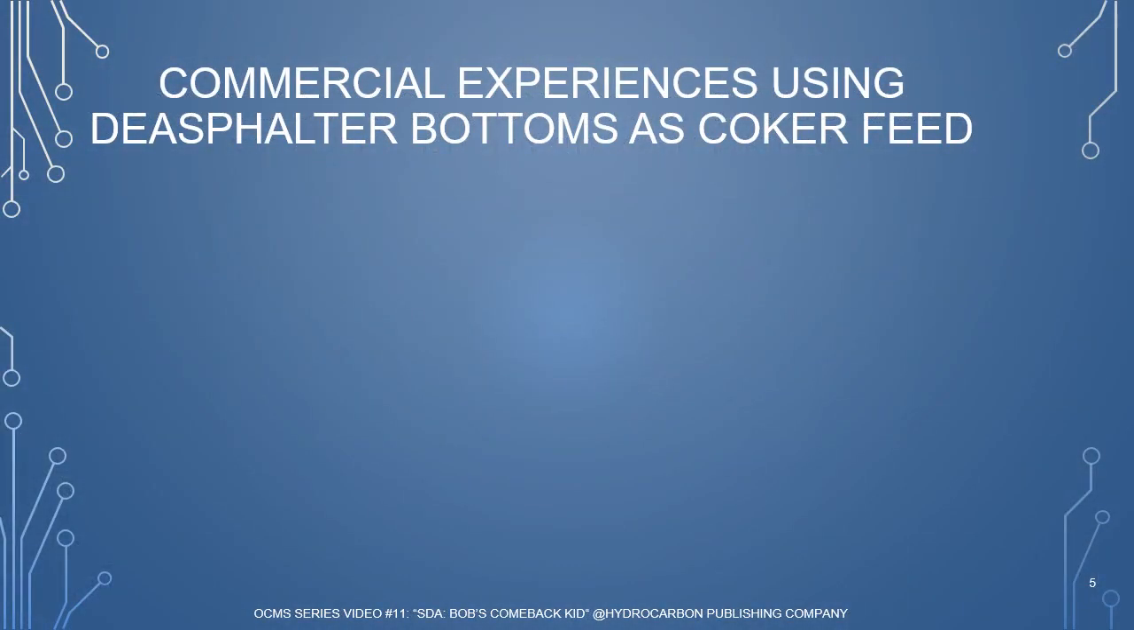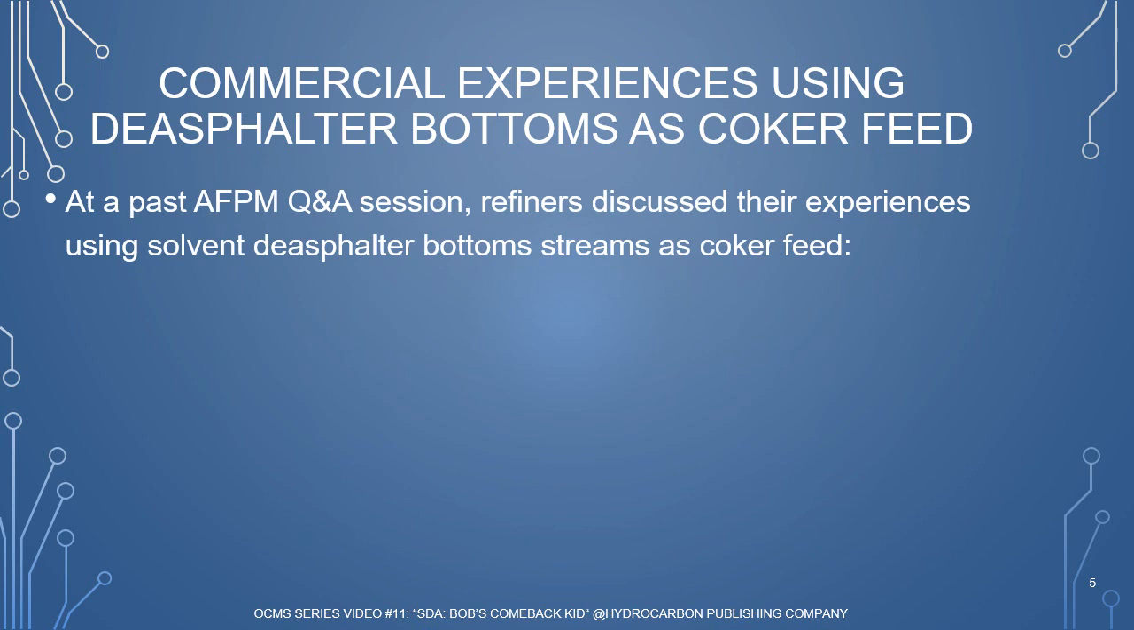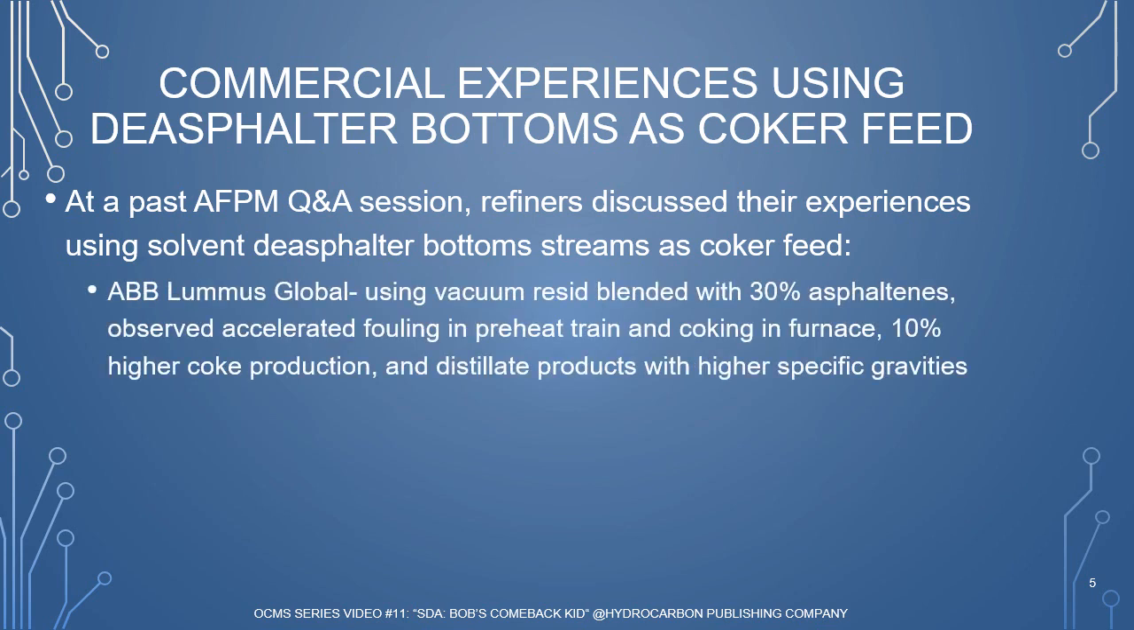At a past American Fuel and Petrochemical Manufacturers Q&A session, refiners discussed their experiences using solvent deasphalter bottom streams as coker feed. ABB Lummus Global used a feedstock of vacuum resid blended with 30% asphaltenes and observed accelerated fouling in the preheat train and coking in the furnace, 10% higher coke production, and distillate products with higher specific gravities.